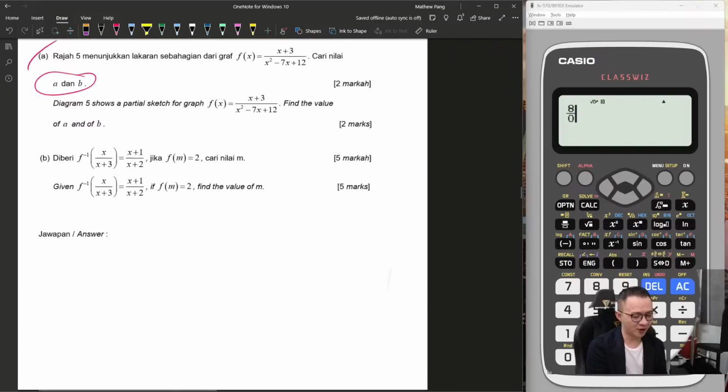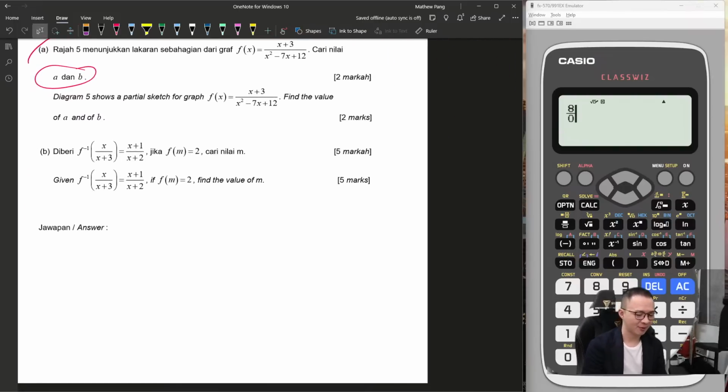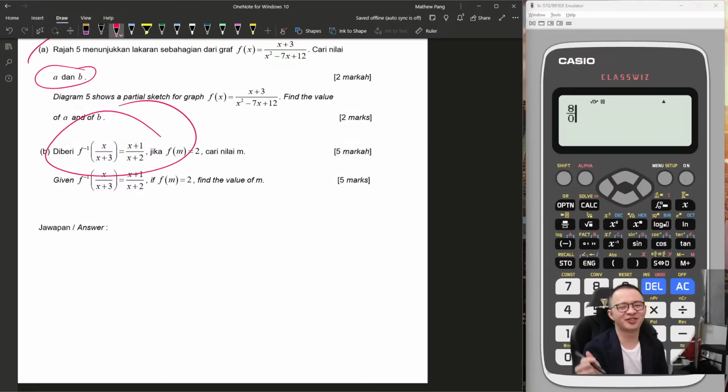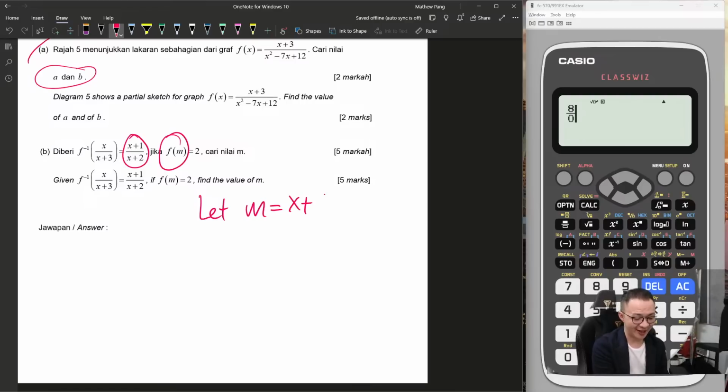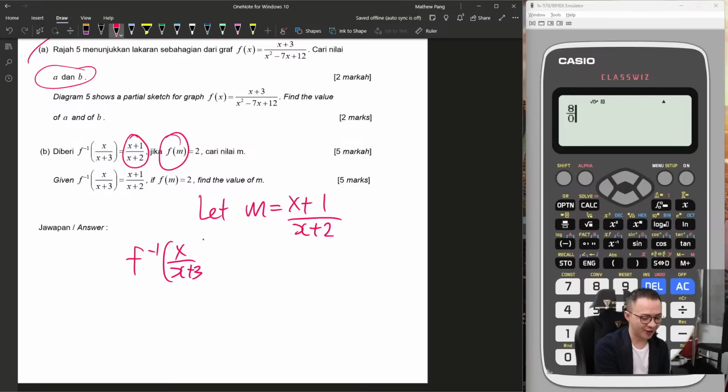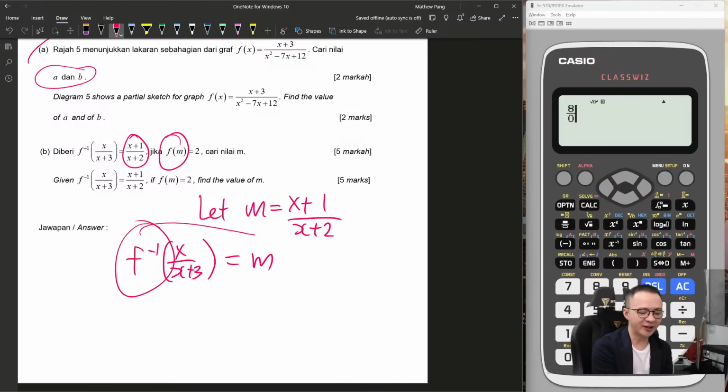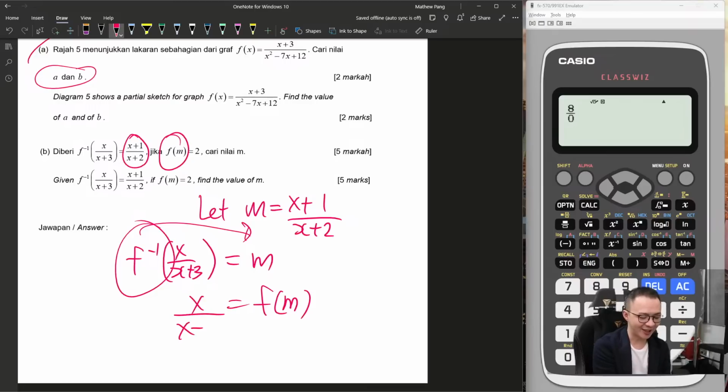Okay, so for the second question, the function. They're just trying to make this function look super complicated. I don't really like it. I want to get f(m), right? So I will let m equal (x plus 1)/(x plus 2). So f inverse of x over x plus 3 equals m, because the other side I make into m already, right? I throw the inverse function to the other side and I get f(m). f(m) equals x plus 3.